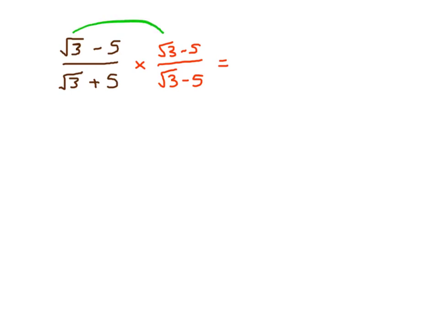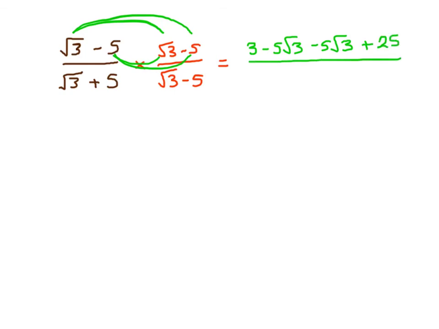The square root of 3 times the square root of 3 gives me 3. Square root of 3 times minus 5 is minus 5 root 3. Then we've got minus 5 times the square root of 3 is another lot of minus 5 root 3. And minus 5 times minus 5 is positive 25. So that's the top sorted, which we can simplify in a moment.